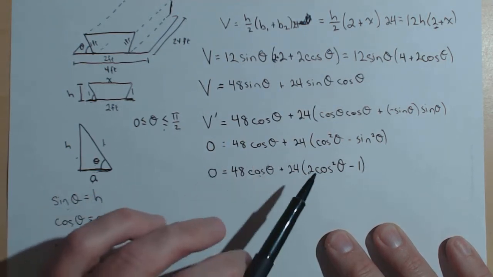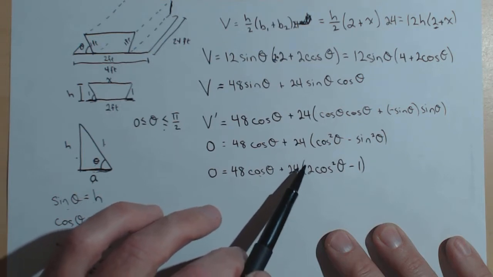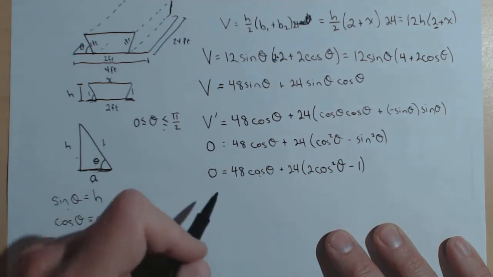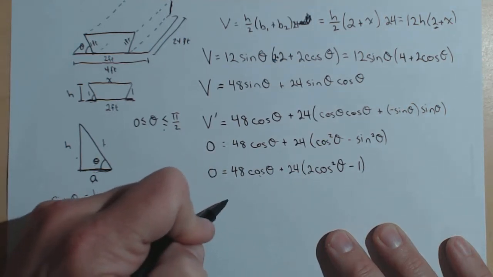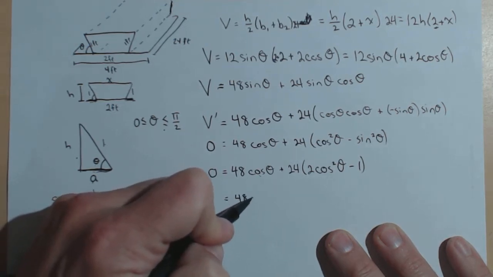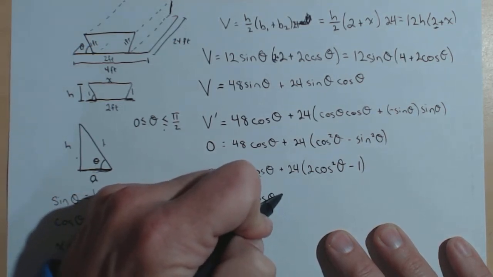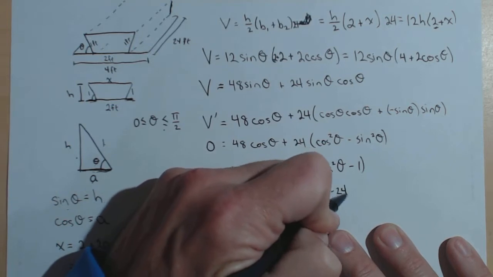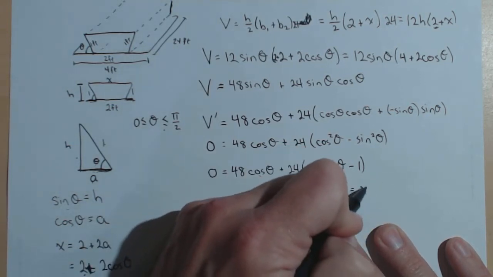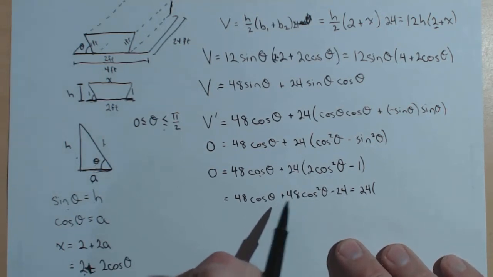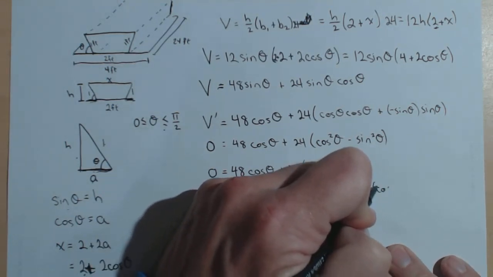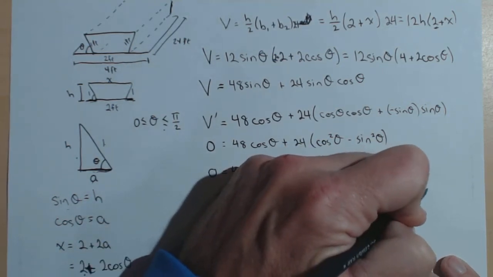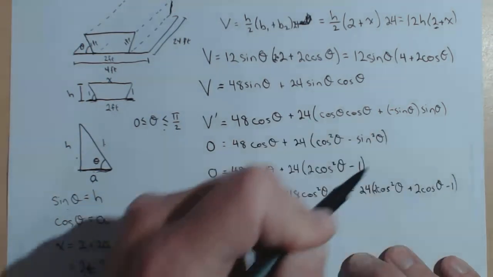There's a couple other double angle identities for cosine of 2 theta. This is the one that I think will work best for us, because now we just have a quadratic. So I've got 48 cosine of theta plus 48 cosine squared theta minus 24. And I'm going to factor out the 24 and write it in our quadratic form: 2 cosine squared theta plus 2 cosine of theta minus 1.